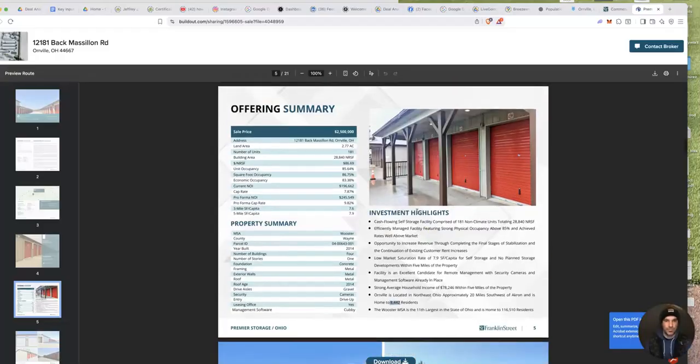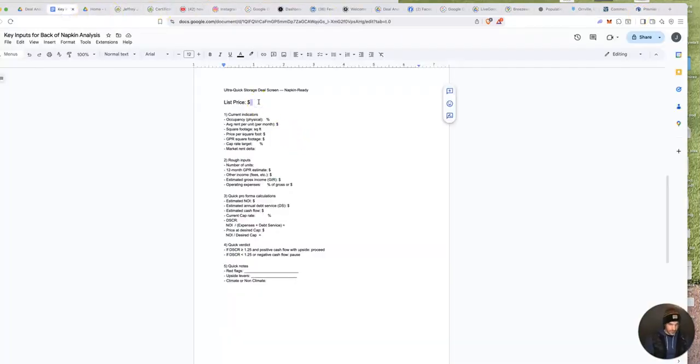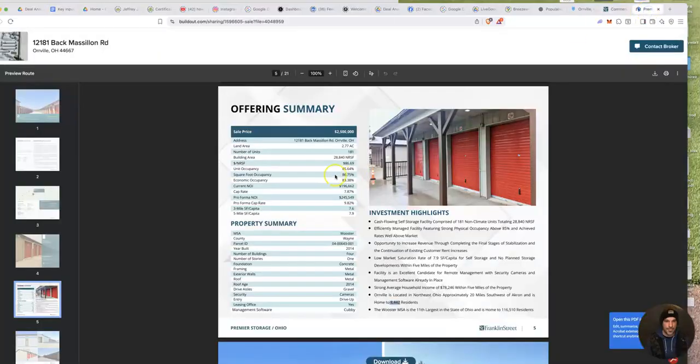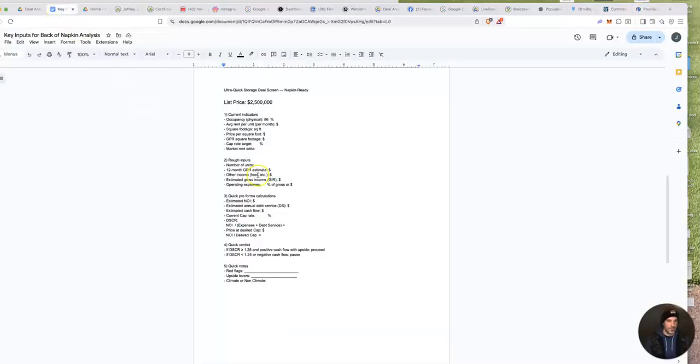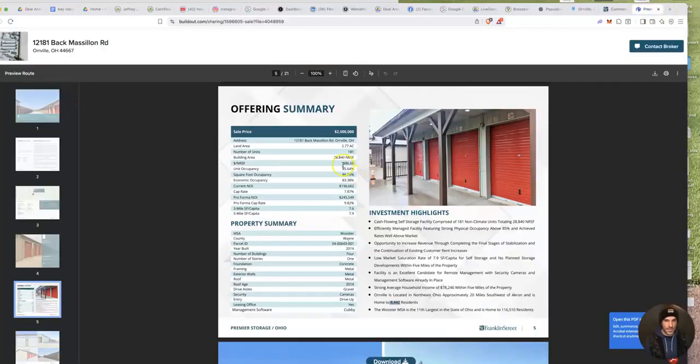But anyhow, let's start plugging in some of these numbers. So 2.5 million is the list price. So let's get that down. 2.5 million. I think I saw 86 something for occupancy. 85.64. So that's decent occupancy. That's pretty close to full or stable for sure. I'd be interested to see what they've done with the rates over the last couple of years.